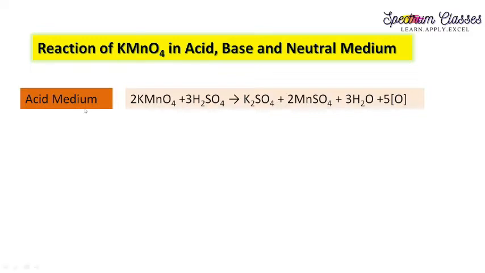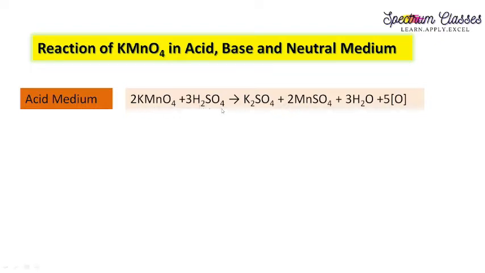First we are going to discuss the behavior of KMnO4 in acid medium. In acidic medium, the acidic medium is created by adding H2SO4. Instead of H2SO4, we are not taking HNO3 or HCl, because HNO3 itself acts as an oxidizing agent, so that will not be used here. And HCl reacts with this KMnO4 differently, so that is also not used to produce the acidic medium for KMnO4.